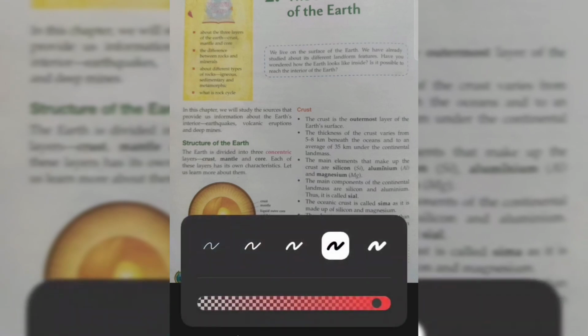Okay, in this chapter we will study the sources that provide us information about the earth's interior. Means in this chapter we talk about the interior of the earth, inside the earth. Like earthquakes, volcanic eruptions and deep mines. Earthquake we all know, volcanic eruption we all know, and deep mines, in Hindi called Gahra Khanan, means mining inside the earth, about 1.5 kilometers. Now we start the first topic given, the structure of the earth, and we are going to cover this topic first.